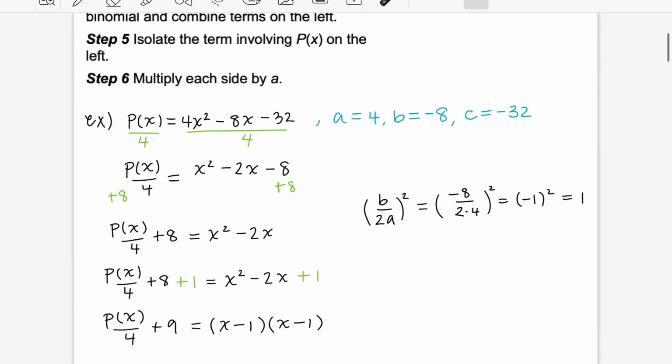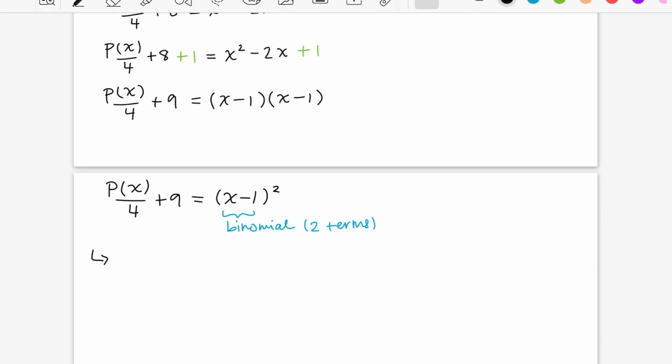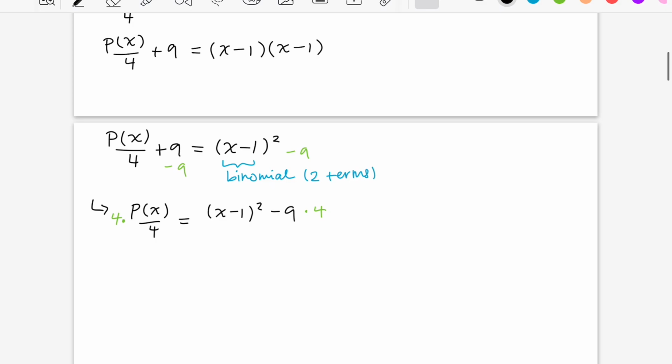All right. Now the second to last step is we're going to isolate p of x here. So the first thing to do is we will take away 9 on both sides. So we have p of x over 4 is equal to x minus 1 squared minus 9. And then to fully isolate p of x, we need to multiply by 4 on both sides. So we end up with p of x is equal to x minus 1 squared.